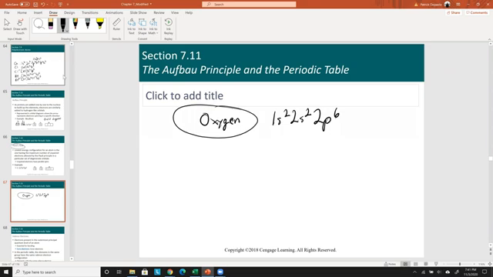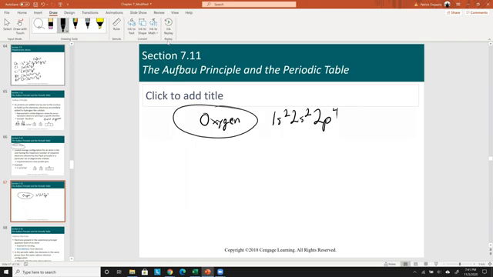Wait, it should be 8. Oh, sorry, 2p4. It's a long day. 2p4. There we go. So that's embarrassing. Now you have 1s2, 2s2, 2p4. That's 8. So now we can break this down into our orbital diagram.